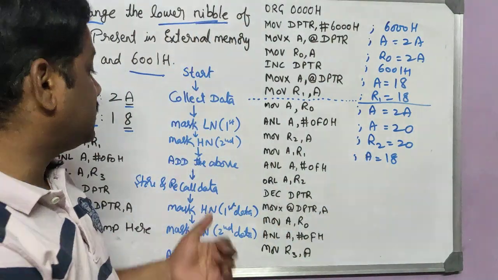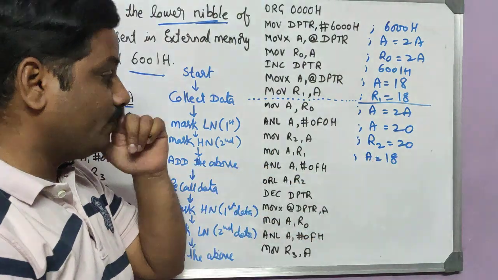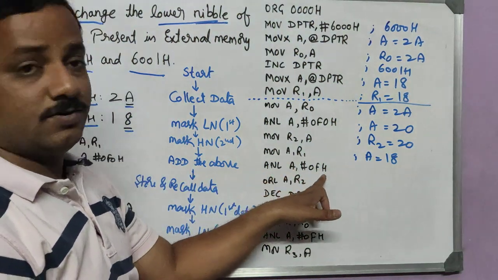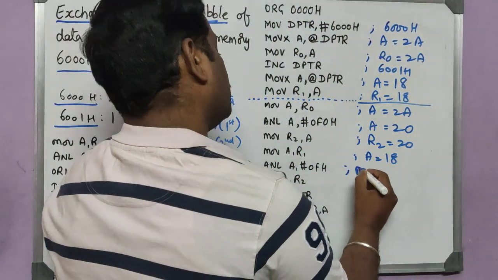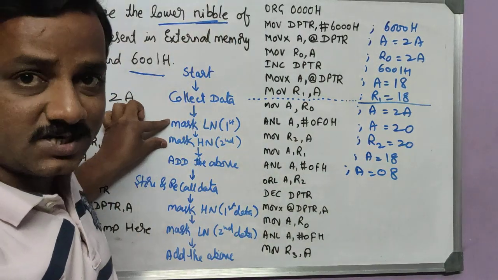Now mask the higher nibble. So higher nibble should be covered. So I should put 0 here and F here. So what I wrote, ANL A, #0FH. So accumulator will get 08. I got these two conditions satisfied.